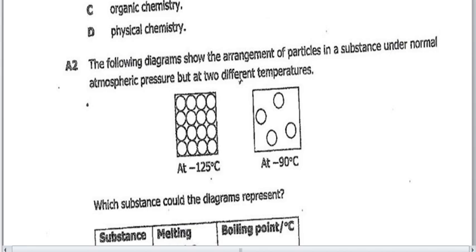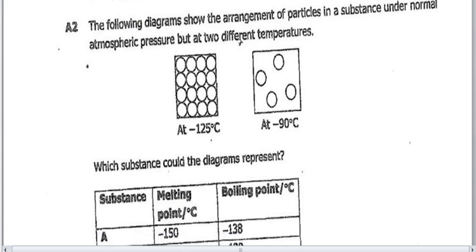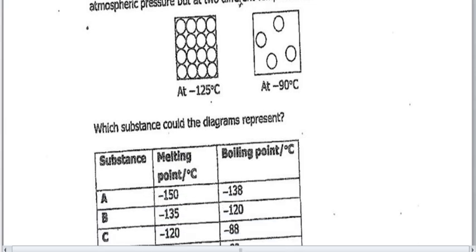pressure but at two different temperatures. So we have one which is at negative 125 degrees Celsius, the other one is negative 90 degrees Celsius. Then which substance could the diagrams represent? Now let's look at that. We've been given melting point in degrees Celsius and boiling point in degrees Celsius. So in order for you to melt, of course this here is a solid because of the arrangement of particles, then this is a gas.